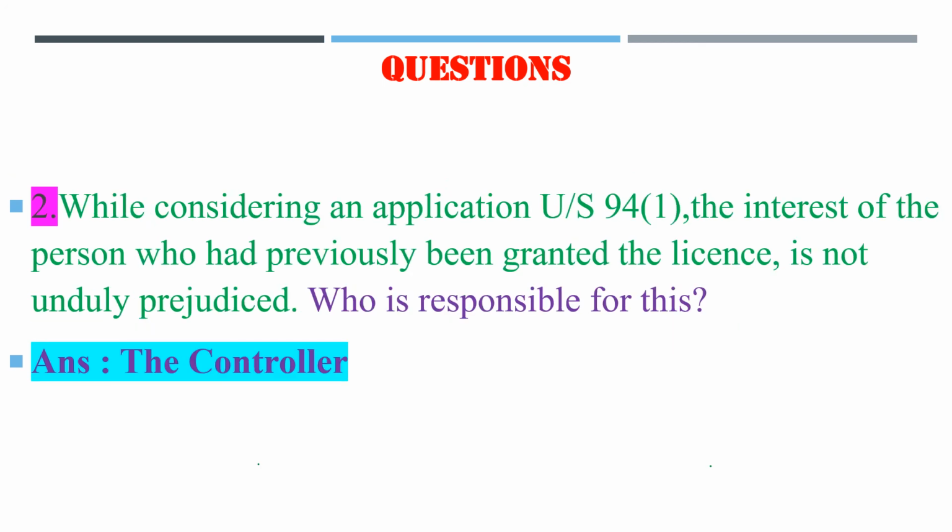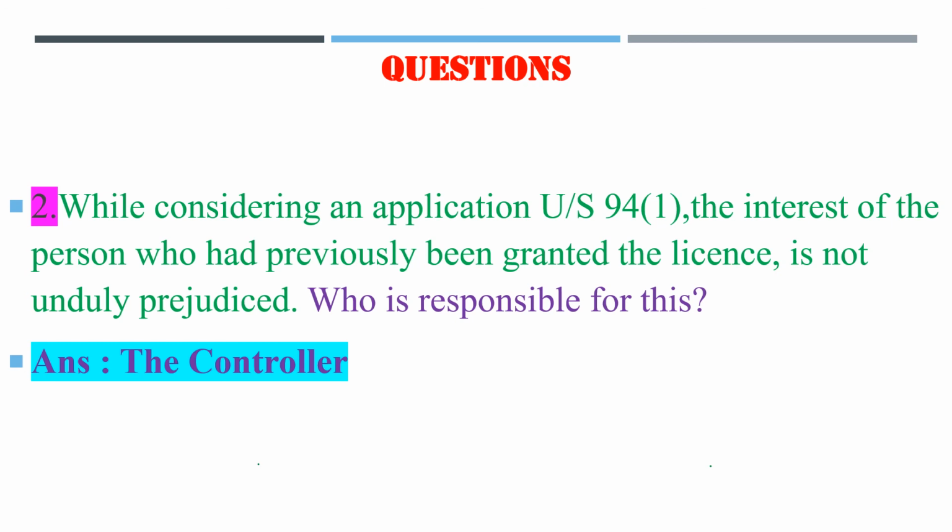Question number 2. While considering an application under section 94 subsection 1, the interest of the person who had previously been granted the license is not unduly prejudiced. Who is responsible for this, or who takes care of this? The answer is the controller.